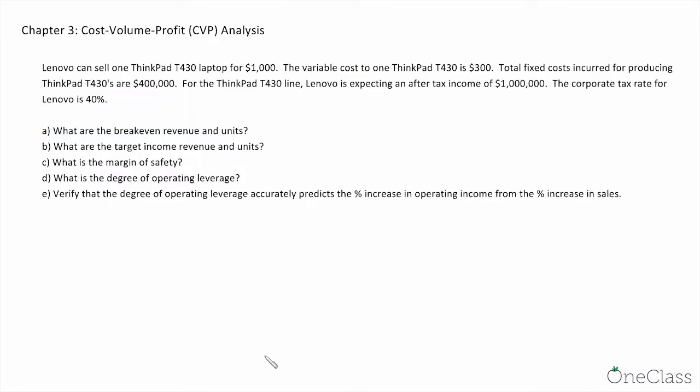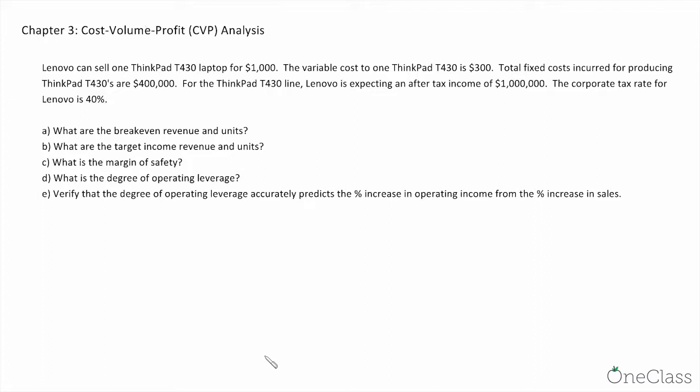Now let's go through one numerical example for Chapter 3. Lenovo can sell one ThinkPad T430 laptop for $1,000. The variable cost to one ThinkPad T430 is $300. Total fixed costs incurred for producing ThinkPad T430s are $400,000. For the ThinkPad T430 line, Lenovo is expecting an after-tax income of $1 million. The corporate tax rate for Lenovo is 40%.